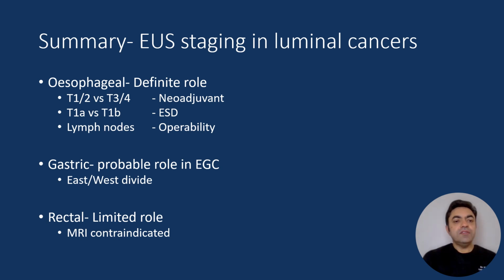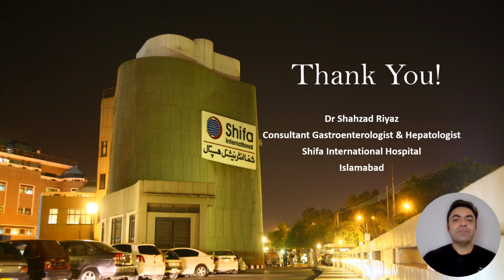So in summary, there is a definite role of EUS in the staging of esophageal cancers and can help identify patients that can be selected for neoadjuvant chemotherapy, for ESD, and also for operations. Whereas in gastric, there is a probable role in early gastric cancers. However, there's an east and west divide. In rectal tumors, the role appears to be very minimal and is only limited to patients who have got contraindication to MRI scan. Thank you very much.